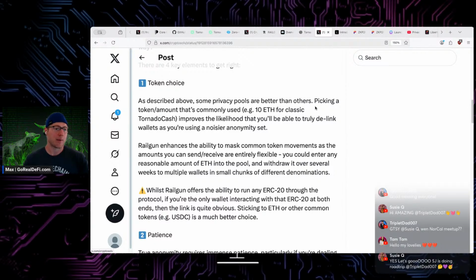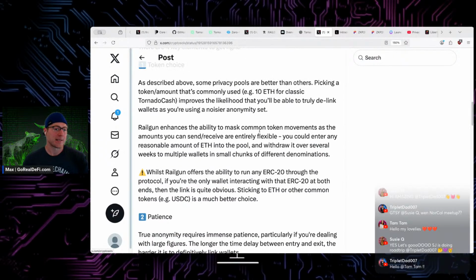Picking a token amount that's commonly used, such as 10 ETH for classic Tornado Cash, improves the likelihood that you'll be able to truly delink the wallets as you're using a noisier AS. Railgun enhances the ability to mask common token movements, as the amounts you can send and receive are entirely flexible. You could enter any reasonable amount of ETH in the pool and withdraw it over several weeks to multiple wallets in small chunks of different denominations.